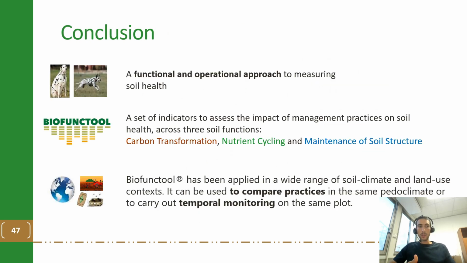To conclude, I'd like to pick up on 3 key points from this presentation. Firstly, the Biofunc tool is a functional approach to measuring soil health. Secondly, all the indicators selected by the Biofunc tool method aim to measure 3 functions: carbon conservation, nutrient cycling, and soil structure maintenance. Finally, the Biofunc tool can be used in the same soil and climate context to compare practices or monitor the same plot over time.